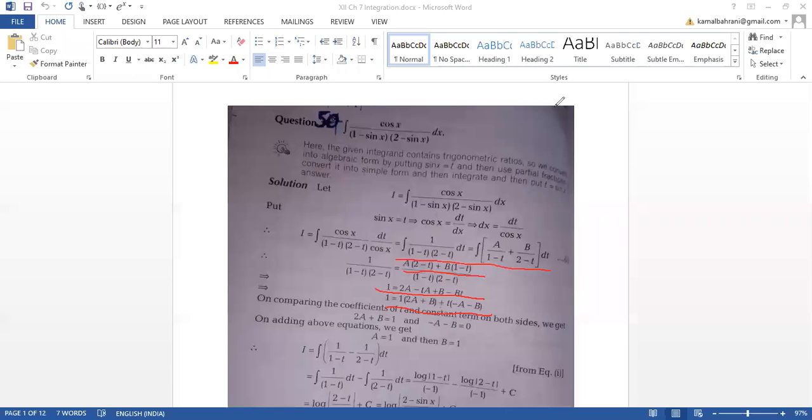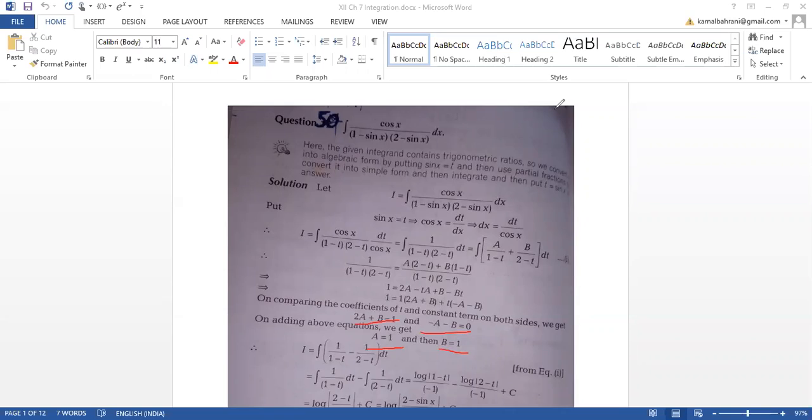Now when we equate, on the LHS we don't have anything for t, means there is no variable t there. So we can say that the coefficient of t is 0. So minus a minus b is equal to 0. And from the constant, 2a plus b is equal to 1. By solving these two equations, we get a equals 1 and b equals minus 1.